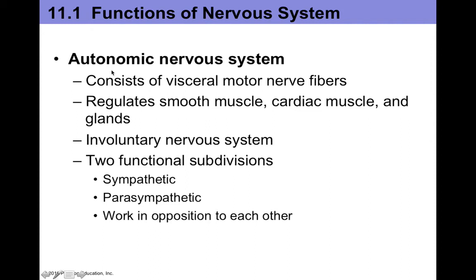We can divide the autonomic nervous system into two key subdivisions. We have the sympathetic and parasympathetic divisions, and these are actually antagonistic and therefore work in opposition to each other. So the sympathetic nervous system is going to do one thing to an organ, while the parasympathetic nervous system is going to do another.